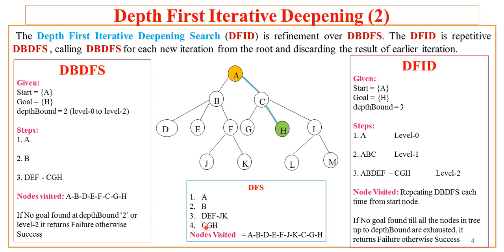Then it checks C, which is not a goal node. Then it checks whether G, the child of C, is the goal or not. It is not the goal node. Then it checks H is the goal node, so it stops. So what is the sequence of nodes visited by DFS? It is A, B, D, E, F, J, K, C, G and H. Hope you understood this.